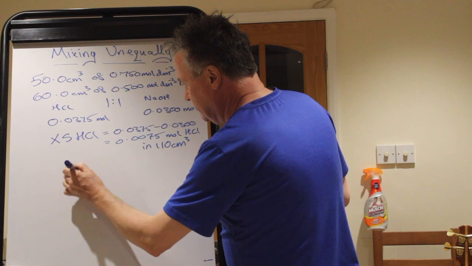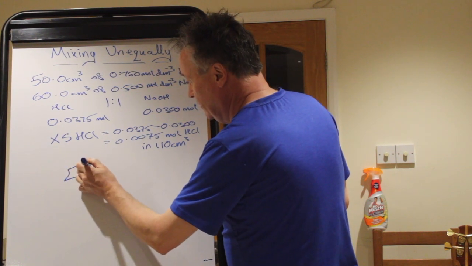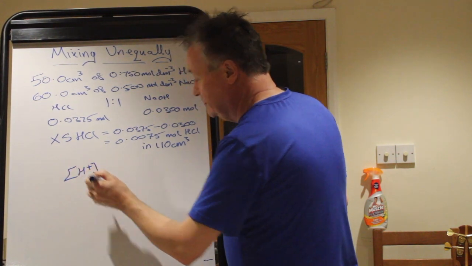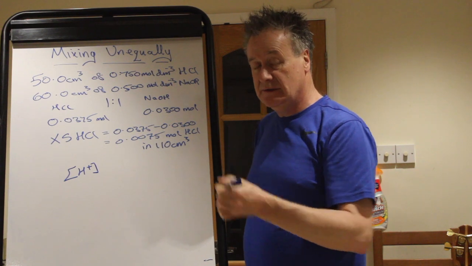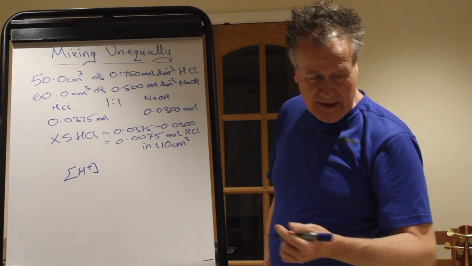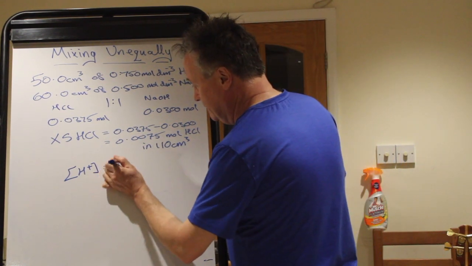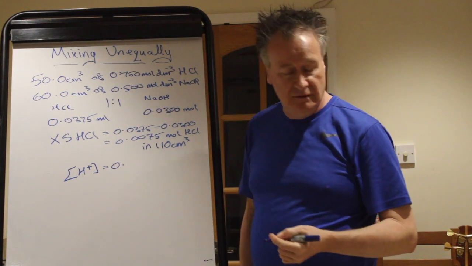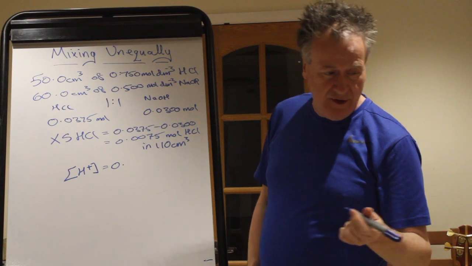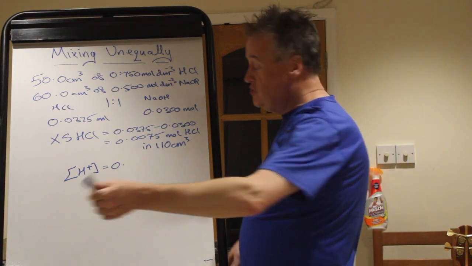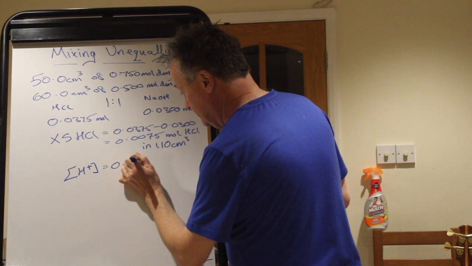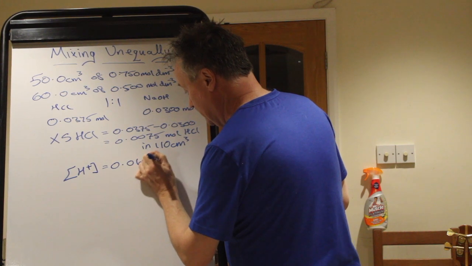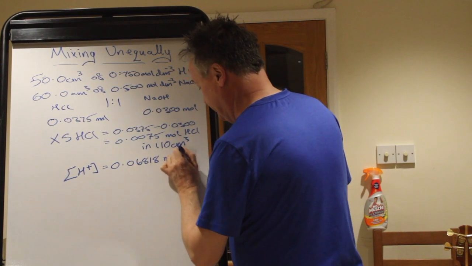And it turns out that the concentration of HCl, which I'm not going to write down, because the concentration of HCl is exactly the same as the concentration of hydrogen ions, is when you calculate it by doing number of moles times 1,000 over the volume, over 110, is 0.06818 moles per cubic decimetre.